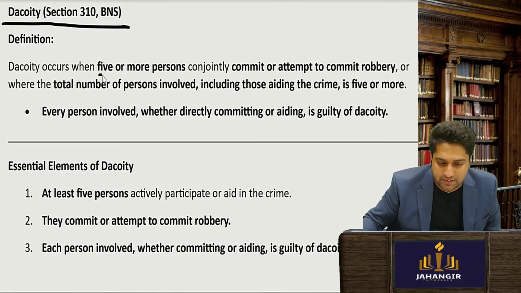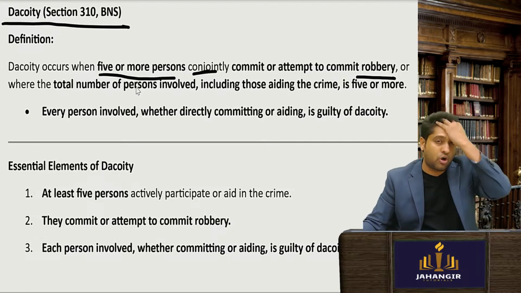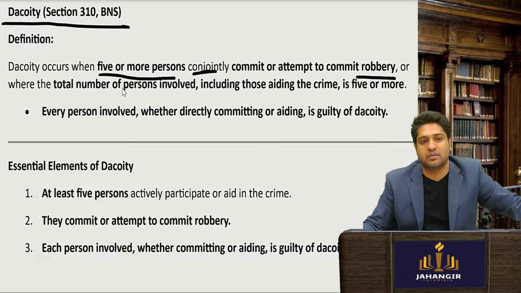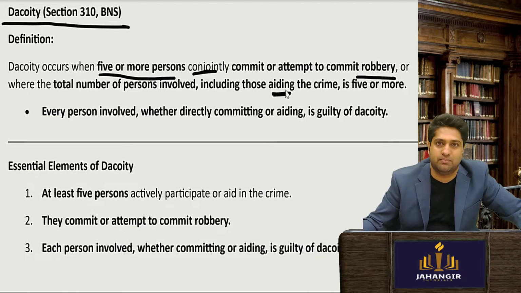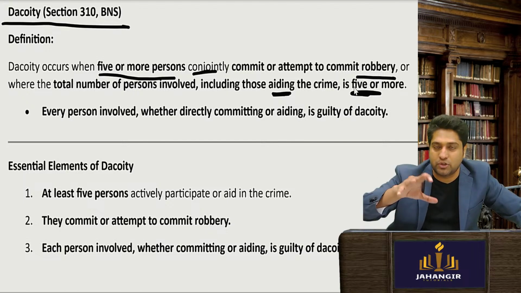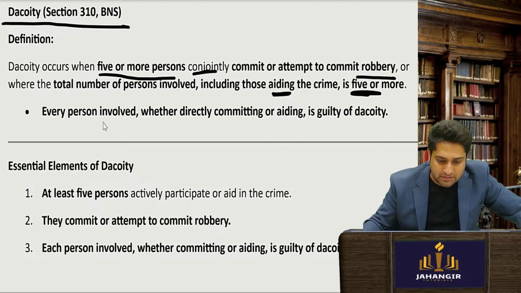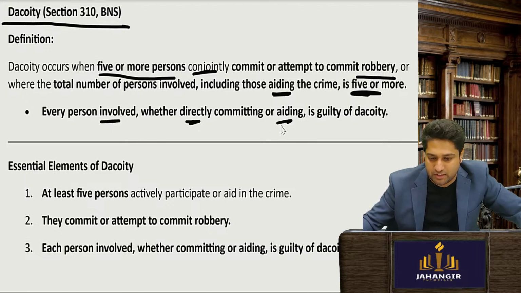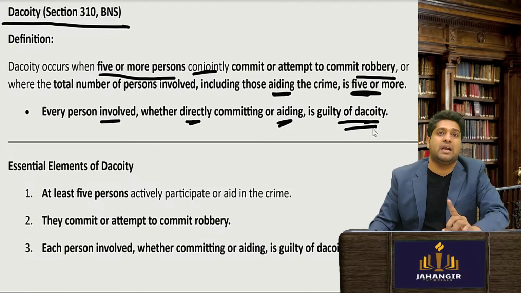So dacoity is when 5 or more persons jointly commit or attempt to commit robbery, and robbery means either this or that, where the total persons involved, including those aiding the crime, is 5 or more. So anyone who is supporting, all of them will be counted in total. It's a full gang that is coming to do robbery. It is called dacoity. Even the person involved, whether directly or just aiding, is guilty of dacoity. Every person is going to be held guilty of dacoity.